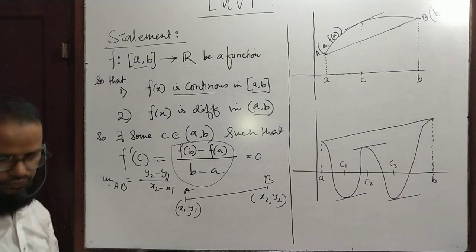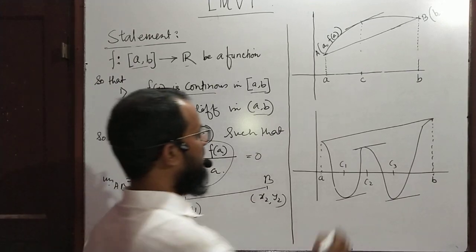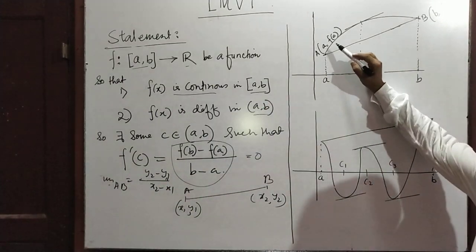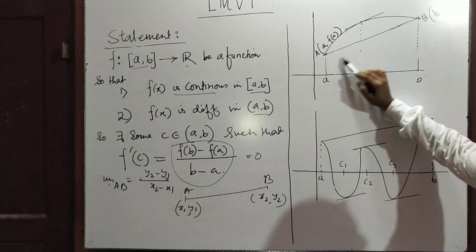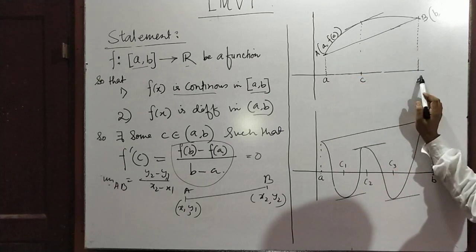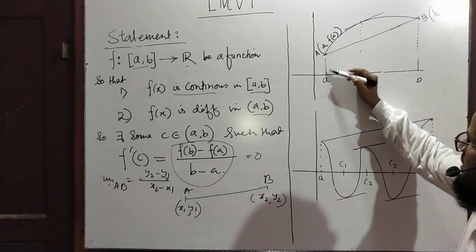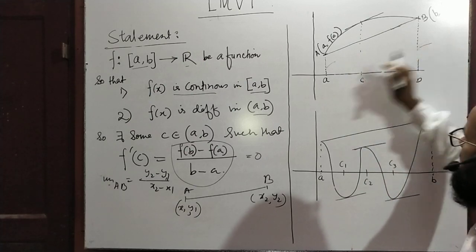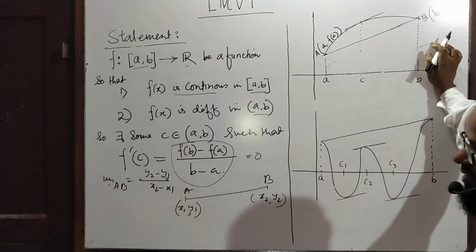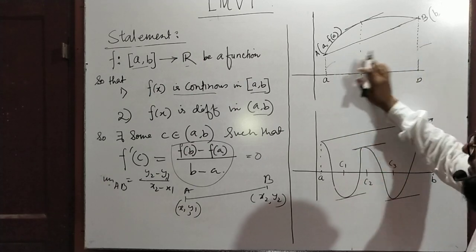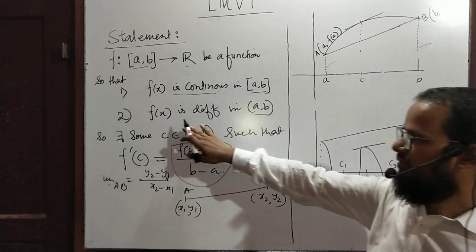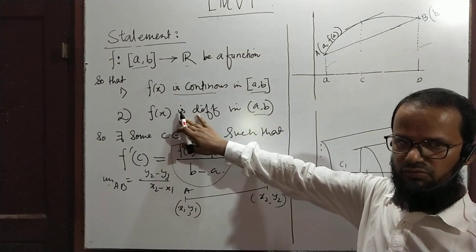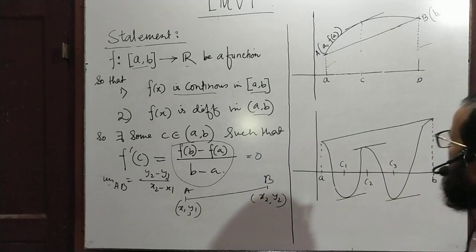Now go to the figure. That is your function, defined in the closed interval [a, b]. Here this is f(a), and this is f(b). f(a) is not equal to f(b). There is no condition that f(a) is equal to f(b). It means f(a) is not equal to f(b) here.